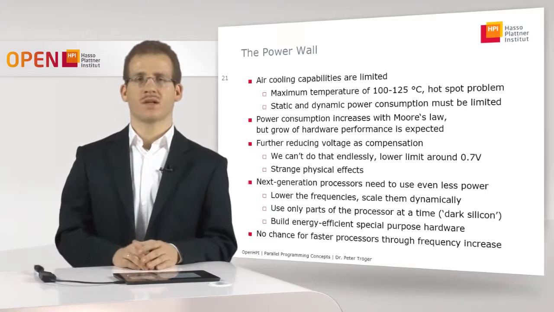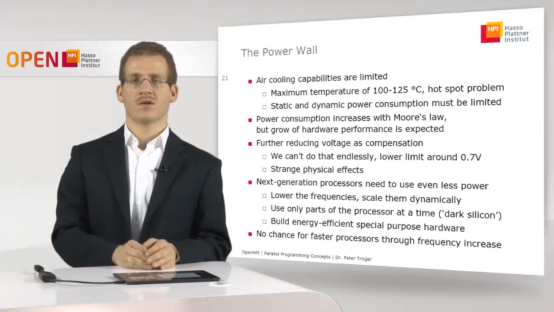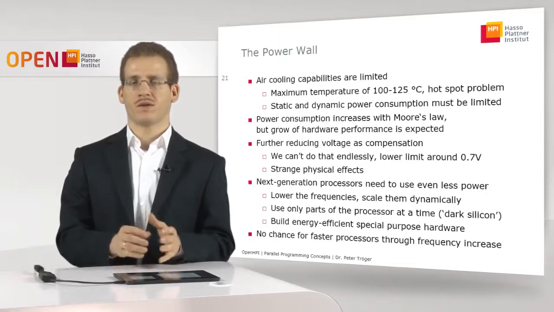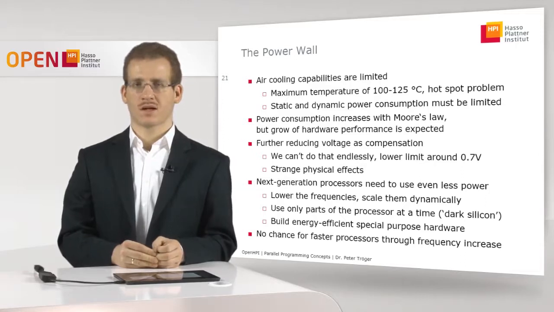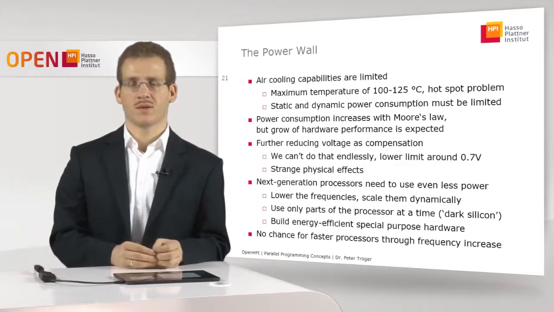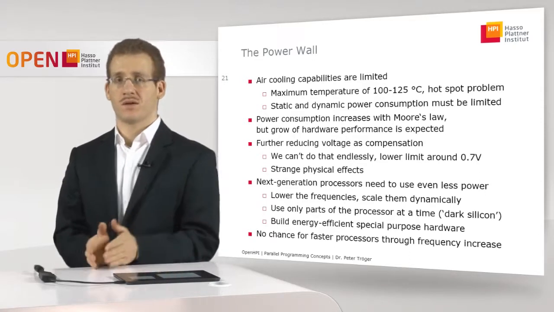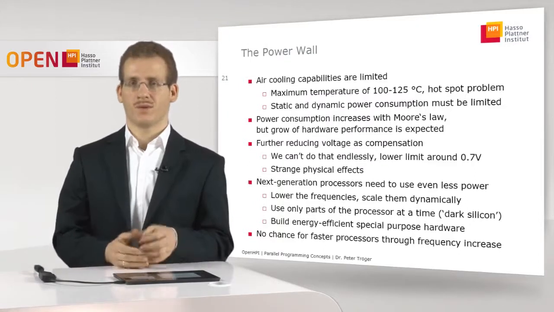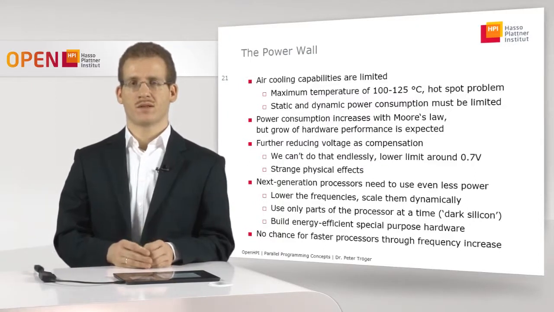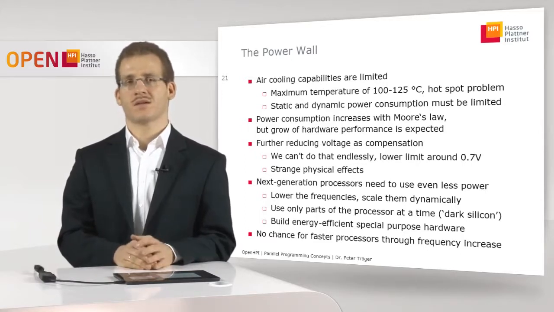A second way of dealing with the problem is to use only parts of the processor at a time in order to avoid the overall overheating of all the processor surface. This is an effect called dark silicon. You can find additional information in the readings. And the problem here is to deal with that on the software side. So how can you still deliver faster software with additional hardware capabilities while you're not allowed to use all the processor transistors at a time?